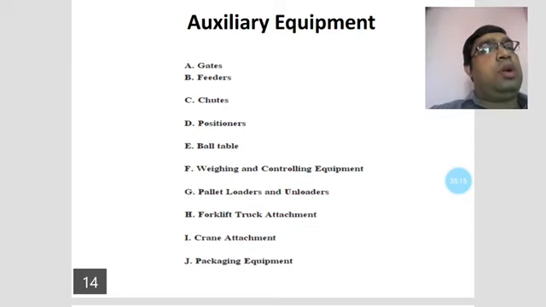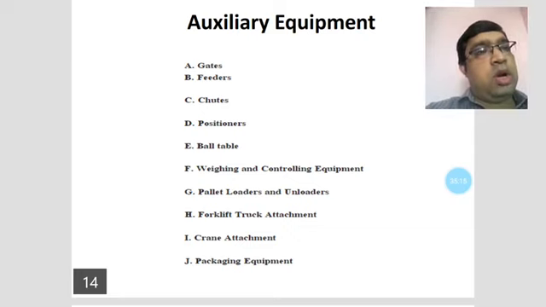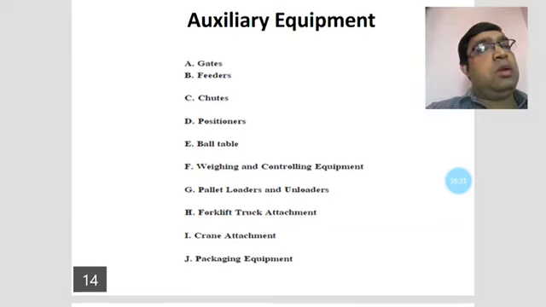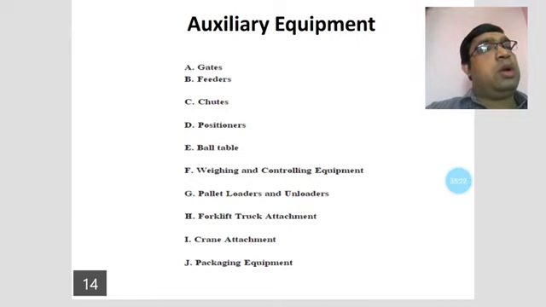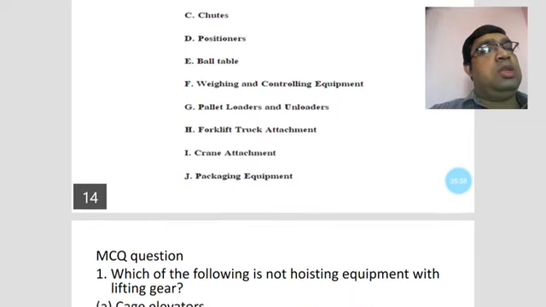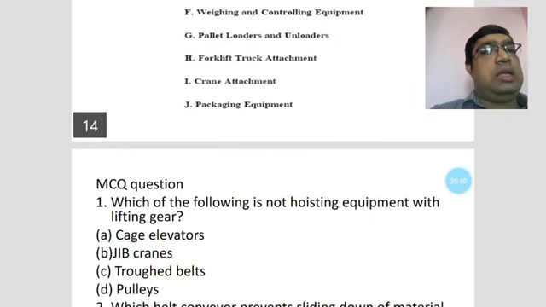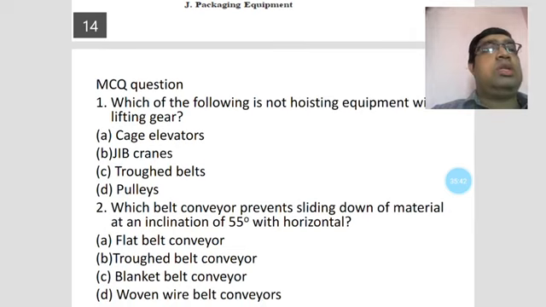During material handling, if you do not use good packaging systems and packaging equipment, then your materials will be destroyed and some defects will appear, when you transfer them from one place to another place. So packaging equipment is much more essential, and it comes under the auxiliary equipment. And another thing, a few MCQ questions are given.